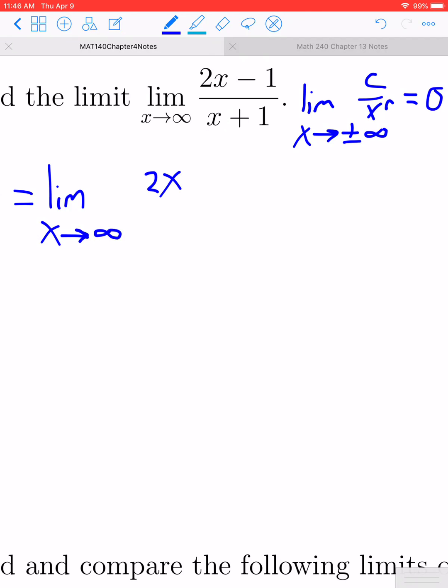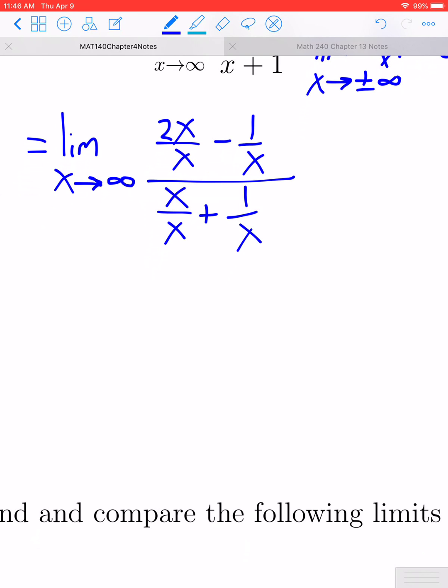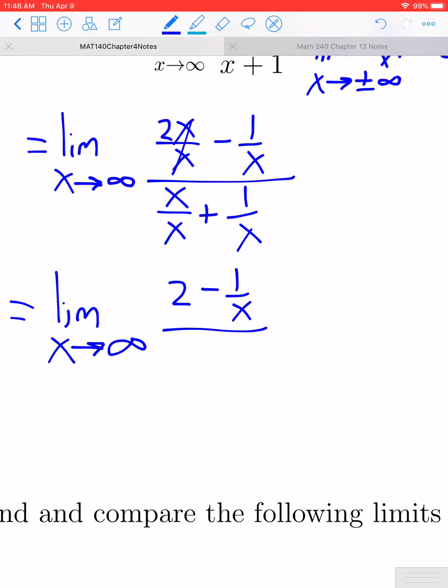Let's go ahead and divide every single term by x. So there's my numerator of my main fraction, and here's what our denominator is going to look like. When we divide everything by the highest power of x, that's sometimes referred to as the dominant term. This is equal to the limit as x approaches infinity of, this will reduce, this gives us 2 minus 1 over x divided by 1 plus 1 over x.